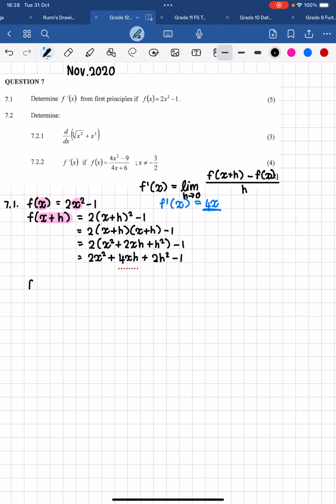All right, now I'm going to say f dash x is equal to the limit as h tends to 0. Now I'm going to substitute it into this formula. I'm not going to write the formula down again. I'm just going to go straight into substituting, right? So it's this f of x plus h, which is these four terms. So 2x squared plus 4xh plus 2h squared minus 1. And then I am subtracting f of x.